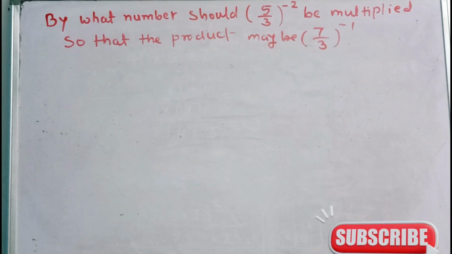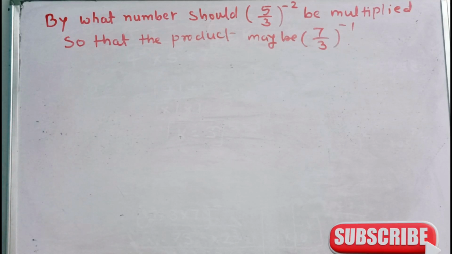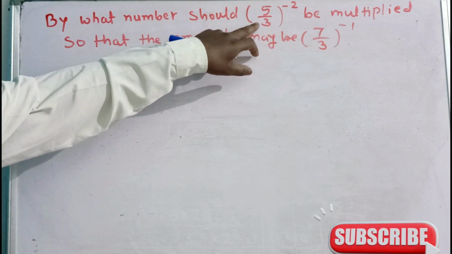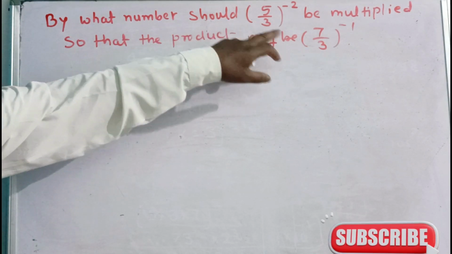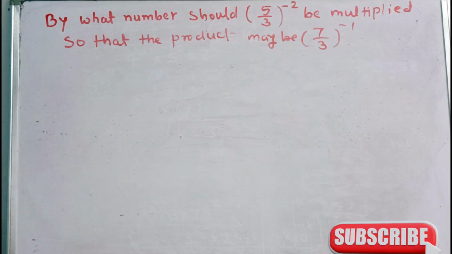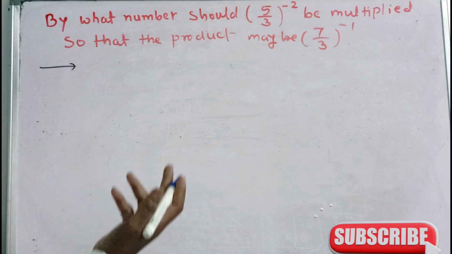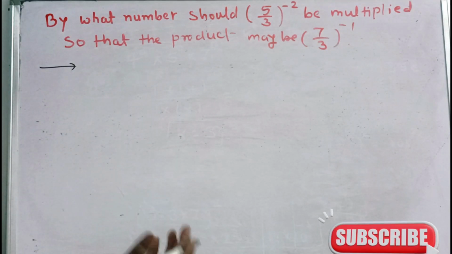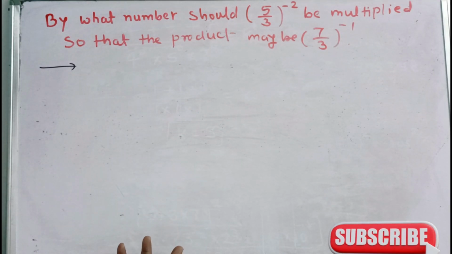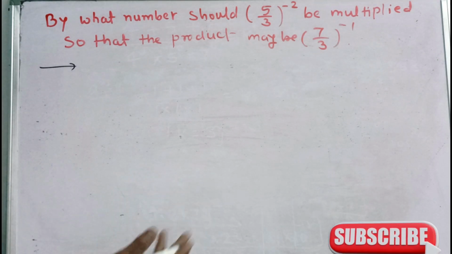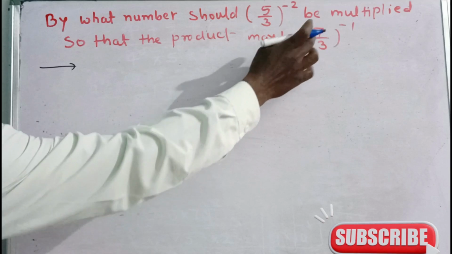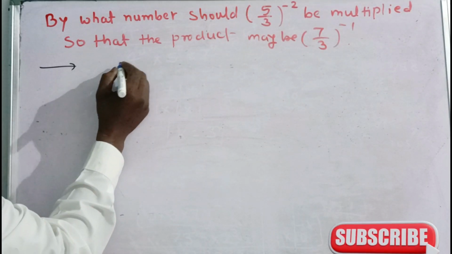By what number should 5 by 3 raised to the power minus 2 be multiplied so that the product may be 7 by 3 raised to the power minus 1? इसको किस क्वांटिटी से मल्टीप्लाई करना पड़ेगा ताकि प्रोडक्ट ये आए? अभी यहाँ पर दो मेथड्स हैं, डायरेक्टली भी सॉल्व कर सकते हैं, या तो फिर एक्स मान के भी सॉल्व कर सकते हैं। छोटे बच्चे जो है 6, 7, 8 स्टैंडर्ड के वो एक्स मान के सॉल्व करेंगे, और जो एमपीएससी यूपीएससी के लिए प्रिपरेशन कर रहे हैं, वो डायरेक्टली भी सॉल्व कर सकते हैं। डायरेक्टली कैसे सॉल्व करेंगे? This divided by this.